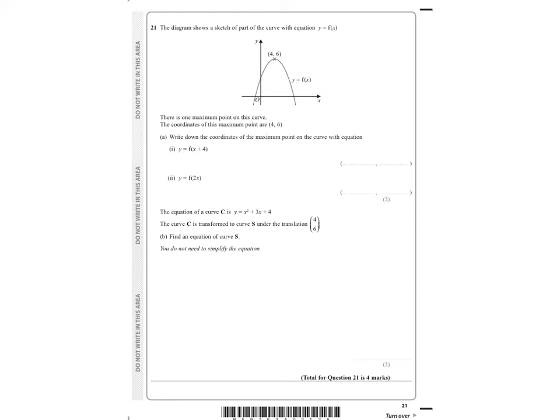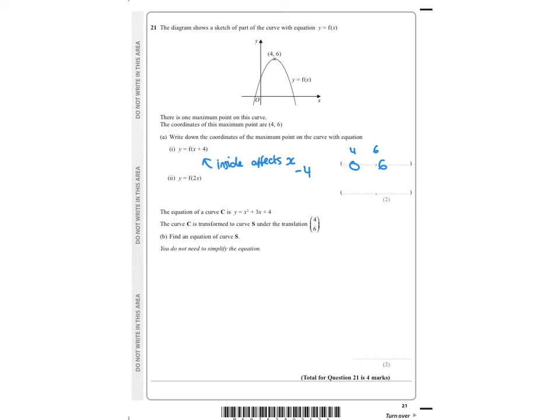Question 21. The diagram shows a sketch of part of the curve with the equation y equals f of x. There is one maximum point on the curve. The coordinates of this maximum point are (4, 6). Write down the coordinates of the maximum point on the curve with the equation y equals f of x plus 4. Is it inside or outside the bracket? Inside, so it affects the x. And what are we going to do to all the x coordinates? We're going to take away 4. Currently we have (4, 6). If we take away 4 from the x coordinates, we're left with (0, 6).